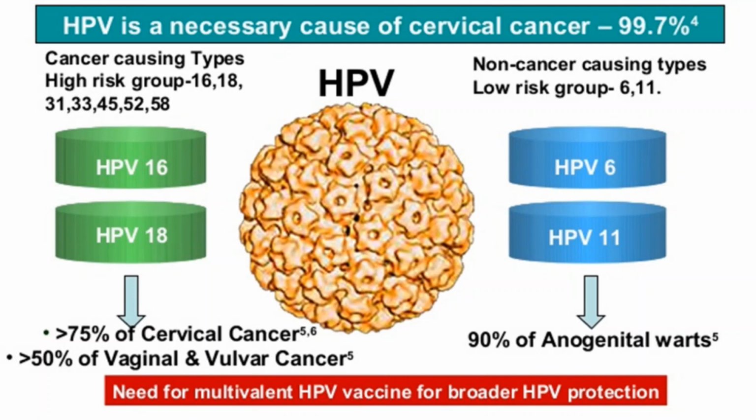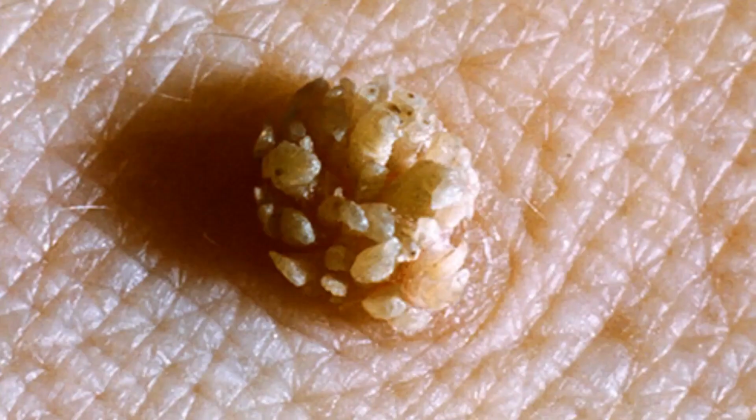Now let me tell you the symptoms. In most cases, your body's immune system defeats an HPV infection before it creates warts. When warts do appear, they vary in appearance depending on which kind of HPV is involved. There are 4 types of warts which I'm going to tell you now.